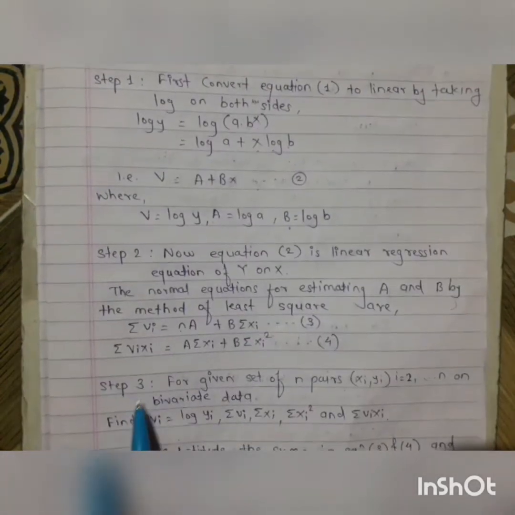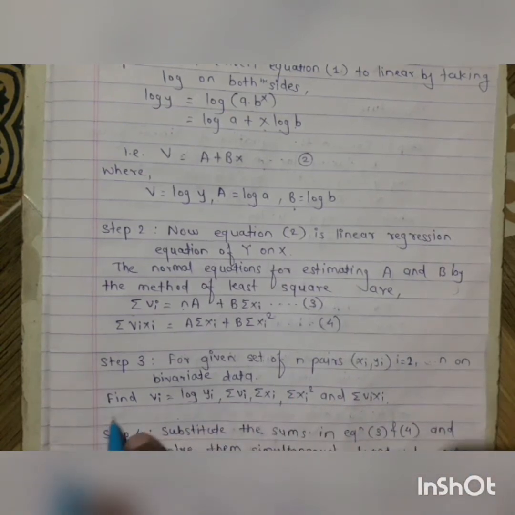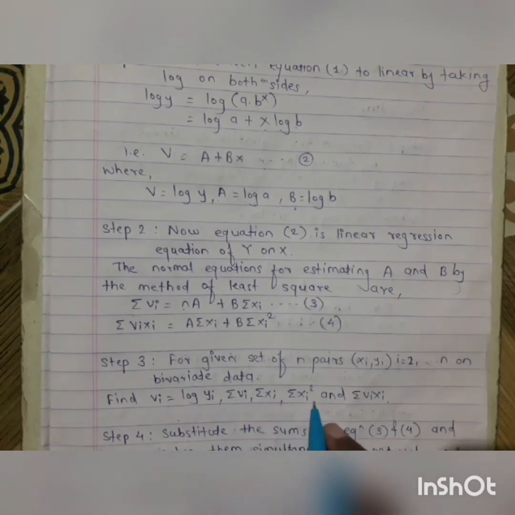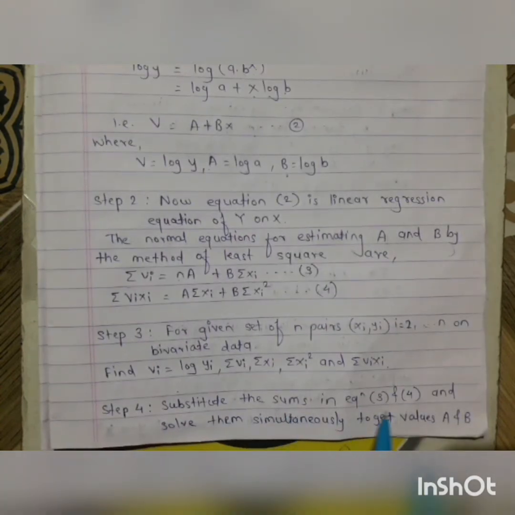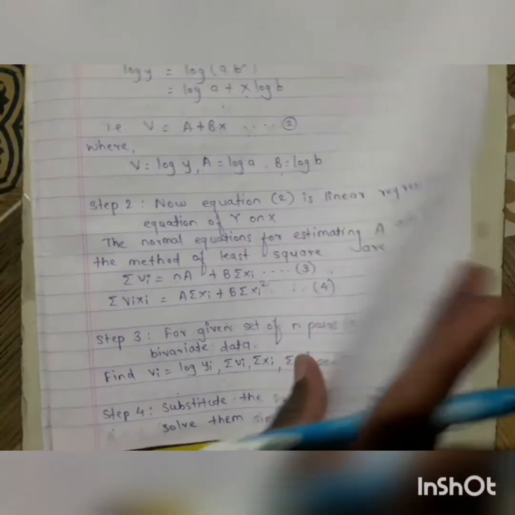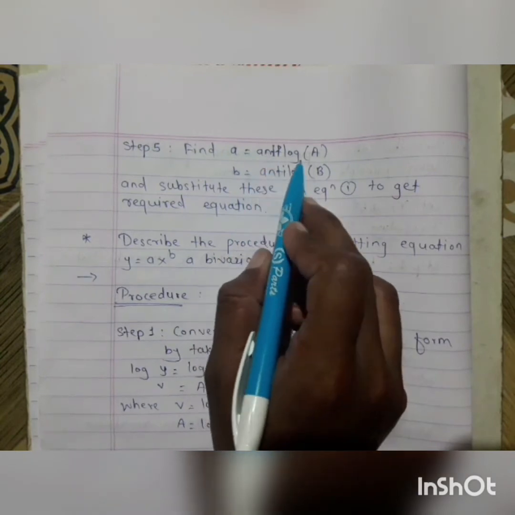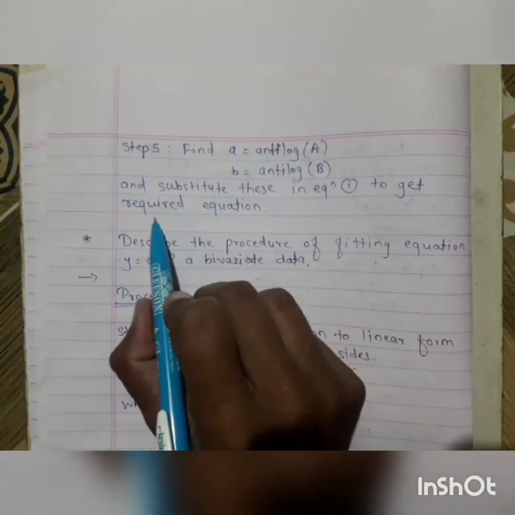Step third is, for given set of n pairs xi comma yi, i is equal to 1 to n of bivariate data, find vi is equal to log yi and summation vi, summation xi square, and summation vi xi. Step 4th, substitute the sums in equation 3 and 4 and solve them simultaneously to get values a and b. And step 5 is, find a is equal to antilog of a and b is equal to antilog of b, and substitute these in equation 1 to get required equation.